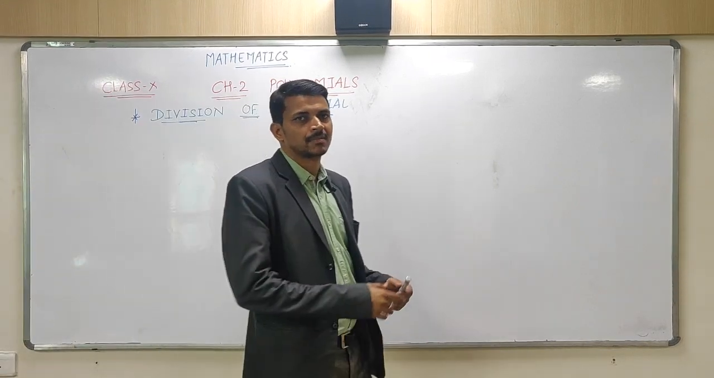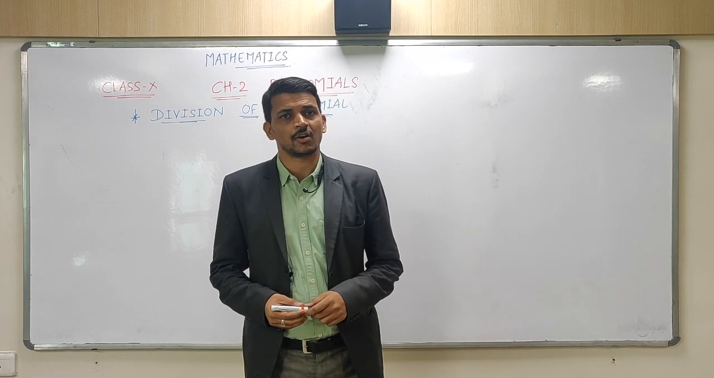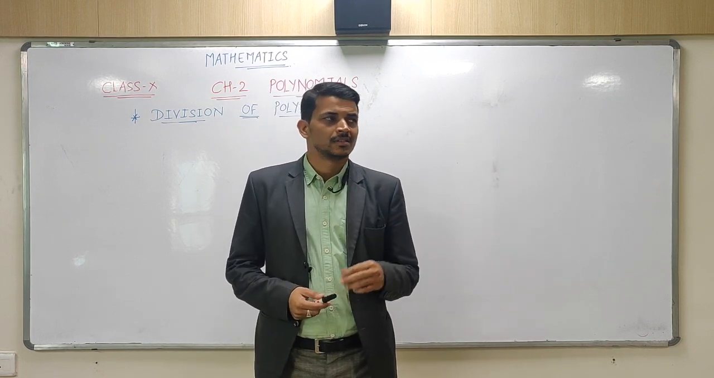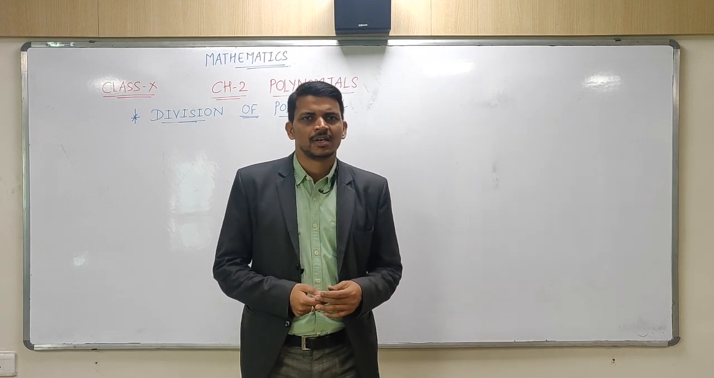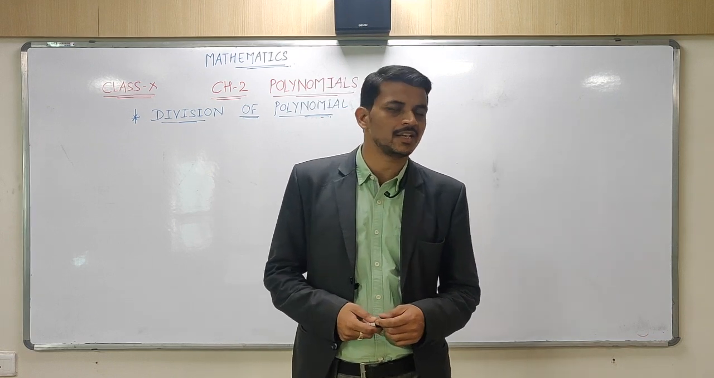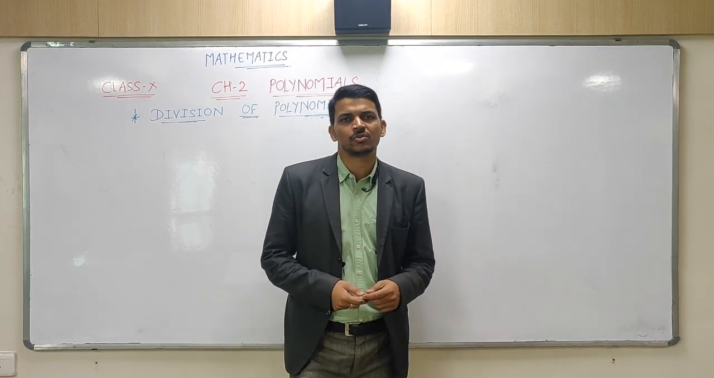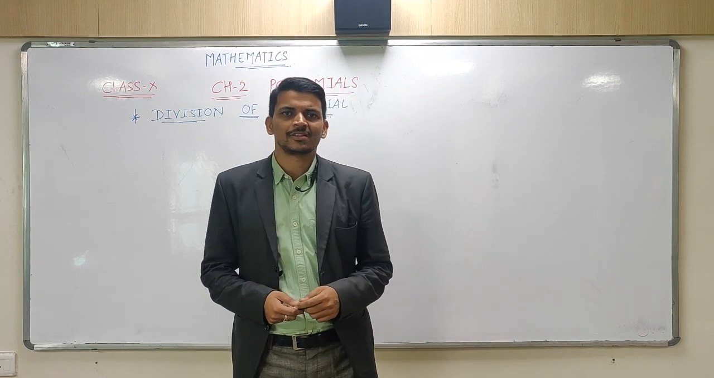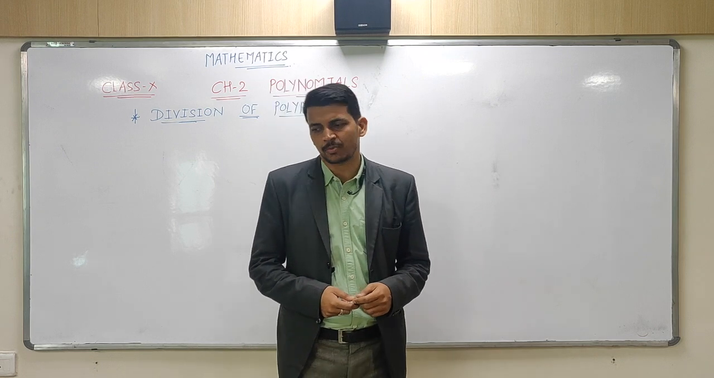Hello class, as we started with chapter number 2, polynomials, we have gone through different topics like zeros of a polynomial, zeros of a linear polynomial, and zeros of a quadratic polynomial. We have already seen how to verify the relationship between the zeros and the coefficients of the quadratic polynomial. We have gone through the formula related to the cubic polynomial also. Three different types of relationship we have seen between the zeros and coefficients of the polynomial.